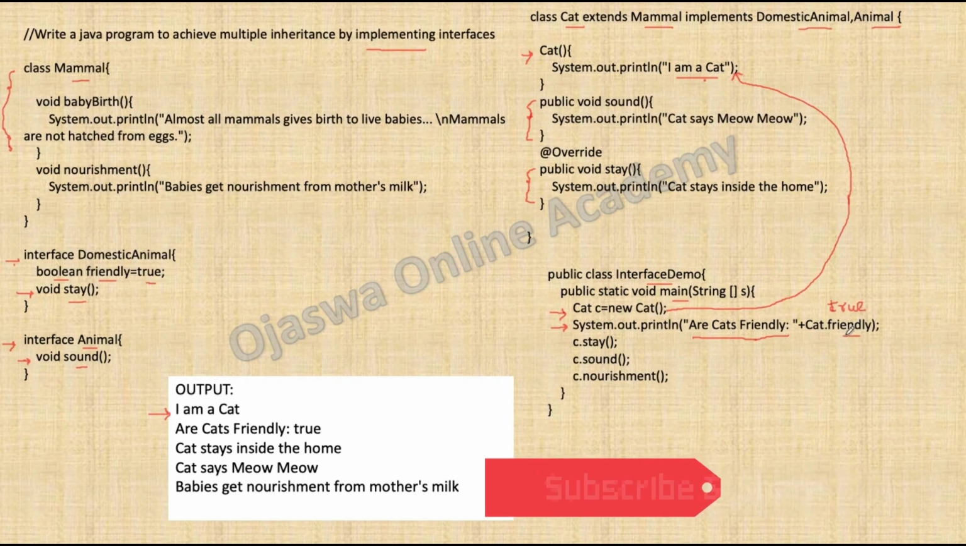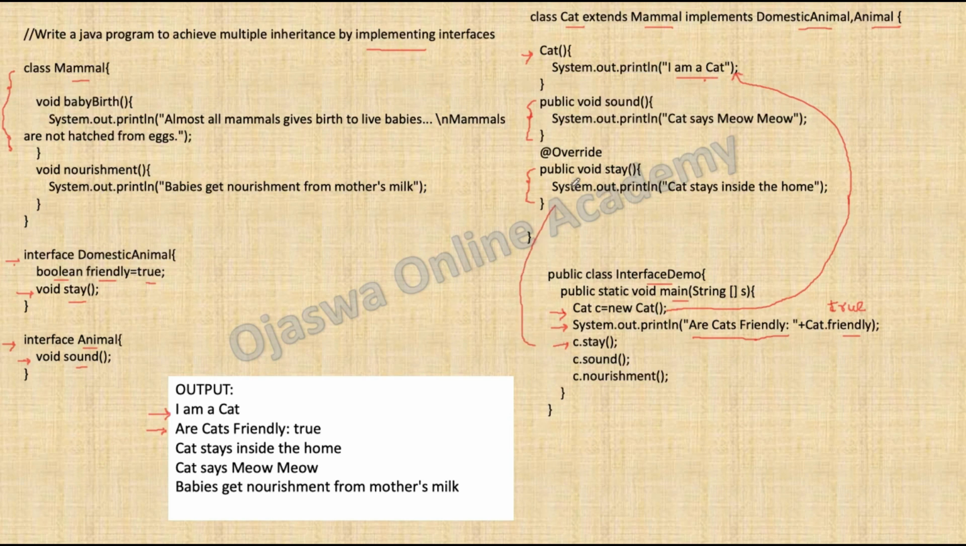Now variable friendly is a static variable. It is not an instance variable. It is a static variable, and a static variable reserves memory inside the memory area known as metaspace at the time of class loading. For more details on static variables, refer to the video titled static keyword. So System.out.println prints the statement to the console, our cat's friendly true. Now the next statement is c.stay. Control of execution will go to the definition of stay method over here and the code inside will execute. Cat stays inside the home will be printed.